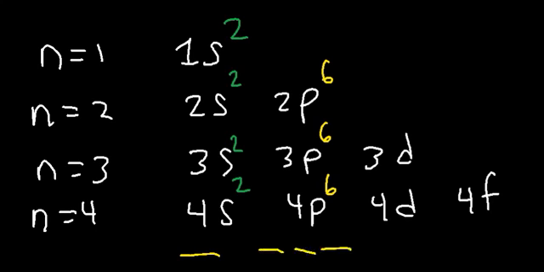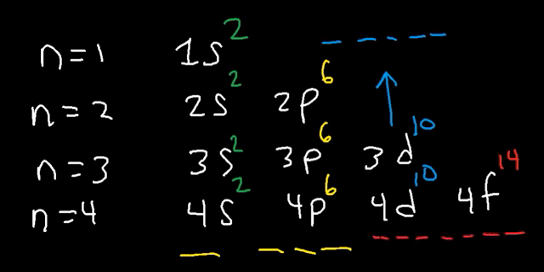D can hold up to 10 electrons. The elements in the D block, you have like zinc, copper, nickel, those are in the 3D sublevel. And if you look at the periodic table, there's 10 elements there. D can hold up to 10 electrons. And so the D sublevel has 5 orbitals. F can hold up to 14 electrons, and F has 7 orbitals, 1, 2, 3, 4, 5, 6, 7.